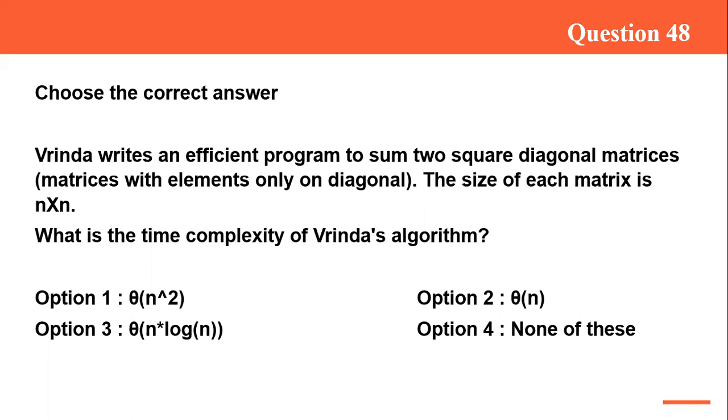We have to add only the diagonals here. Is it necessary to write n square? For a square matrix diagonal, how much time complexity do we need? What are the indexes of the diagonals? Square diagonal means you have to consider only one, right? Primary diagonal we have to consider. What are the indexes of the primary diagonal? Think of that carefully.